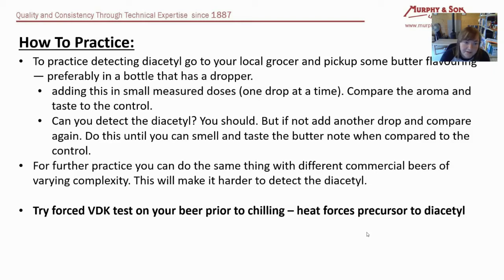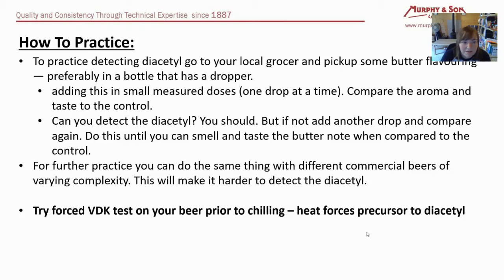For further practice, you can do the same thing with a different commercial beer of varying complexity, or your own. You can try it in the stouts and the porters just to see how much you would need to be able to detect it. And this makes it harder, so it's really good for training your senses.